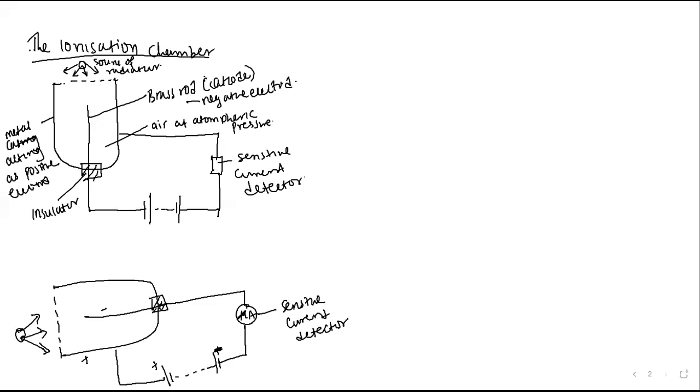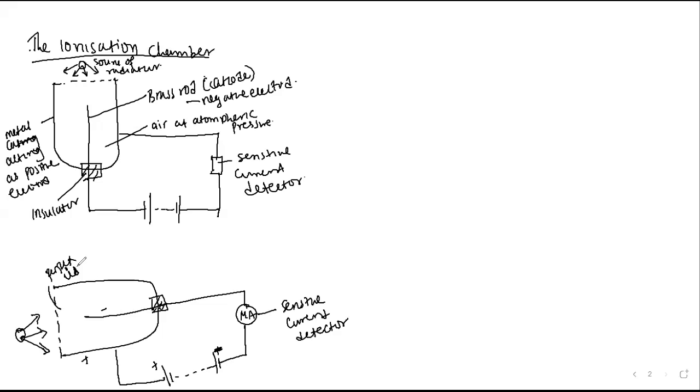Now, how to explain? First of all, radiation enters the chamber through the lid. This is called a Perspex lid. So radiation enters through the lid and ionizes the air inside the chamber and forms ion pairs due to ionization by collision with the gas molecules.